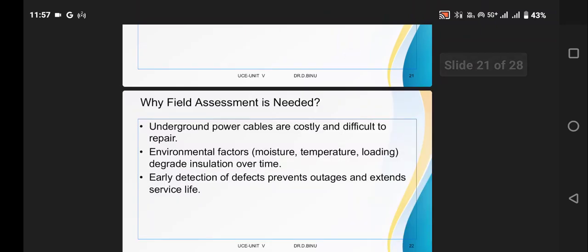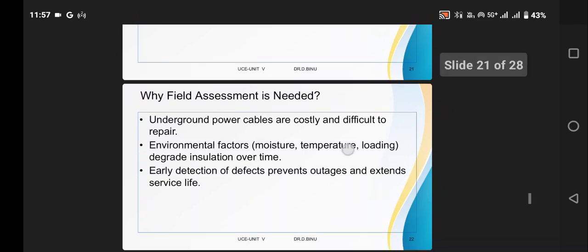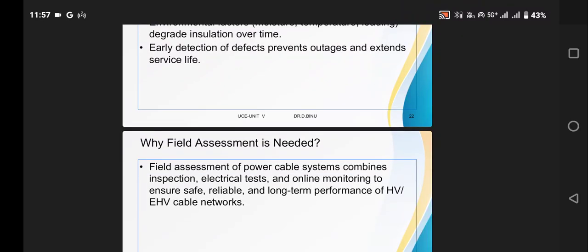What is the need of field assessment? Underground power cables are costly and difficult to replace, and are affected by environmental factors and insulation aging over time. Early detection of defects prevents outages and extends service life. This type of field assessment of cables combines inspection, electrical test, and online monitoring to ensure safe, reliable, and long-term performance of high voltage and extra high voltage cable networks.